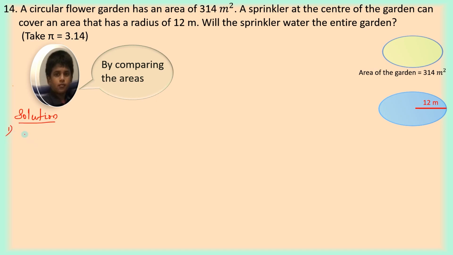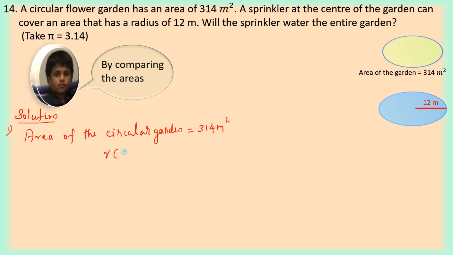Area of the circular garden is equal to 314 meters square. Here we are going to compare the areas. So next we have to find the area that can be covered by the sprinkler.